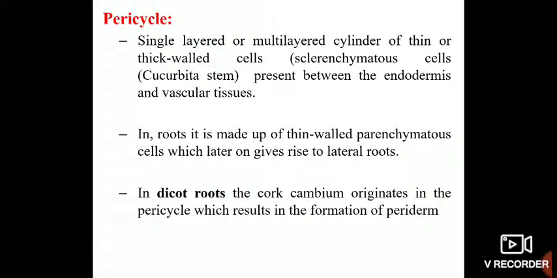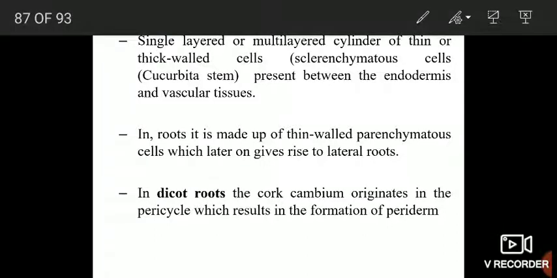Now, pericycle. Pericycle is a single layered or multi-layered cylinder of thin or thick walled cells. In Cucurbita stem, the pericycle is represented by sclerenchymatous cells. The pericycle is present between the endodermis and vascular tissues. The location of pericycle is between endodermis and vascular tissues.